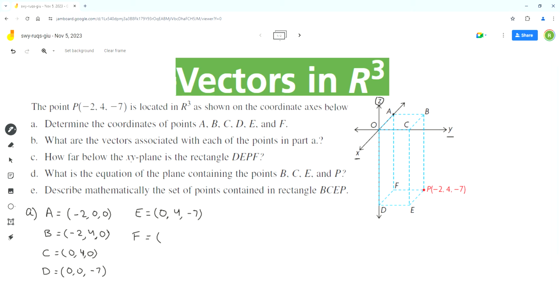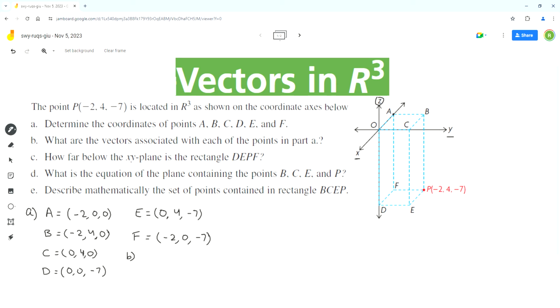Now point F lies in the XZ plane, so its y coordinate is equal to 0, and its x and z coordinates will be equal to those of point P because F and P lie in the same rectangle as A, B, P, F. So this is point F. We are done with part A. Now we can analyze part B.